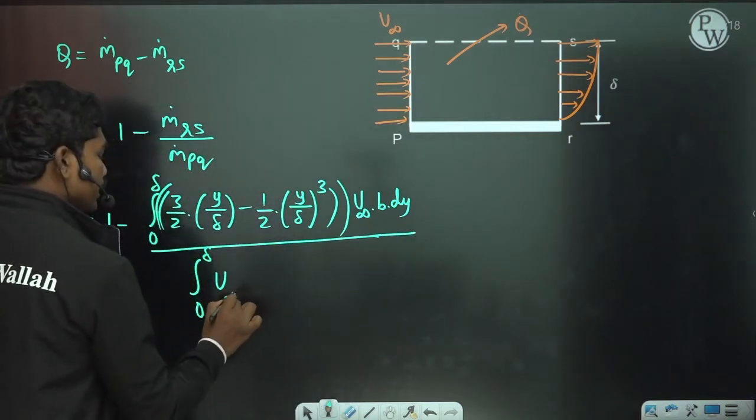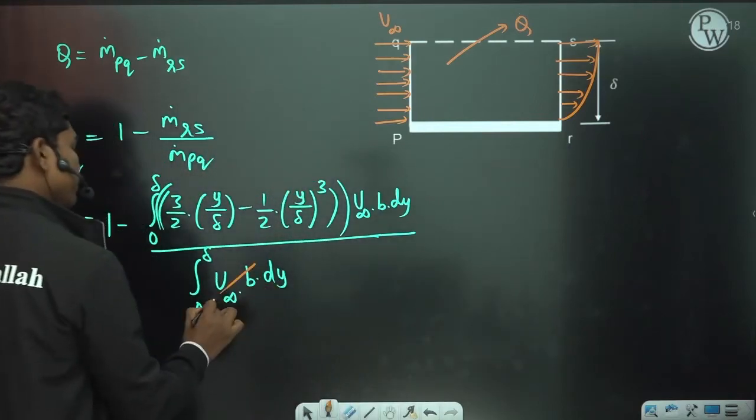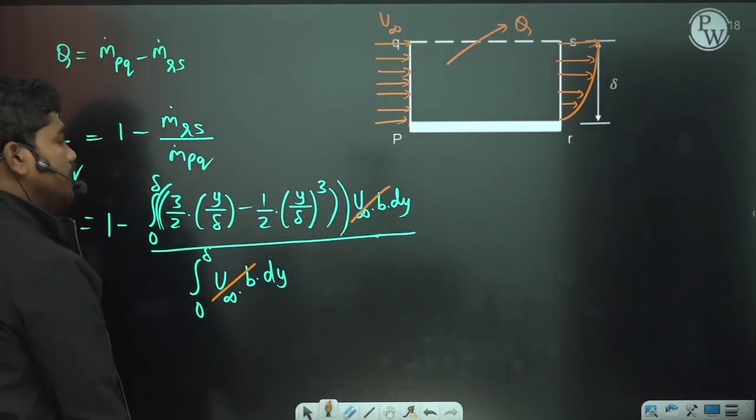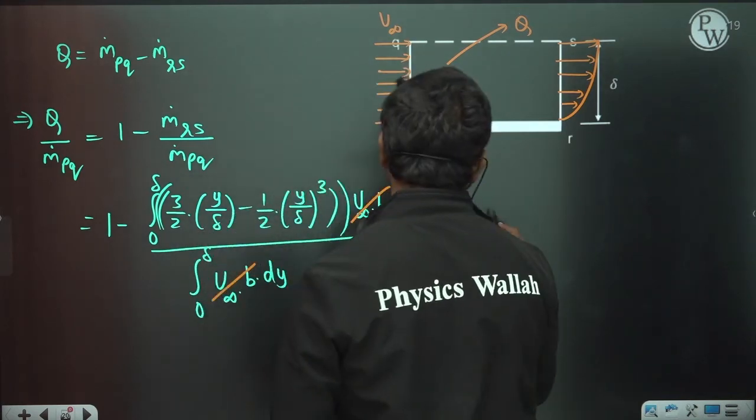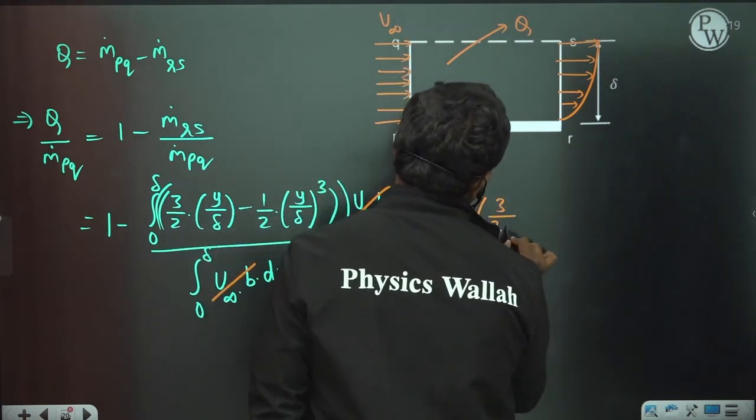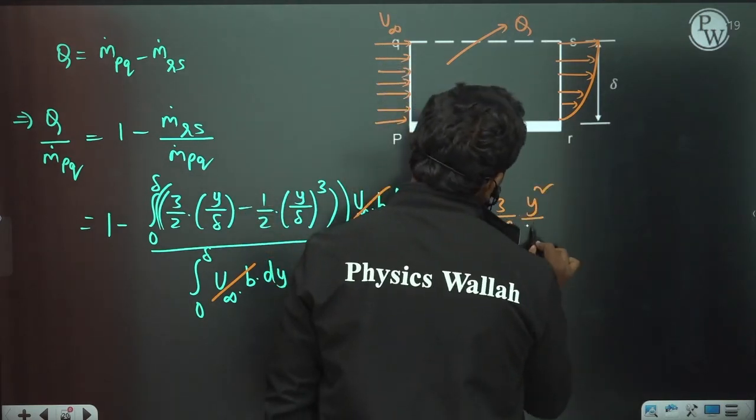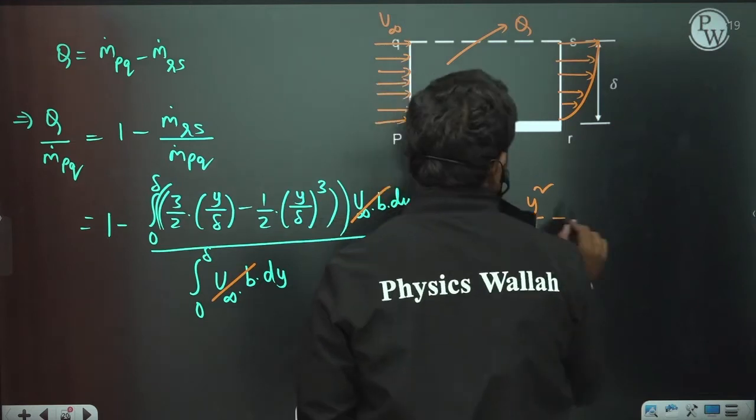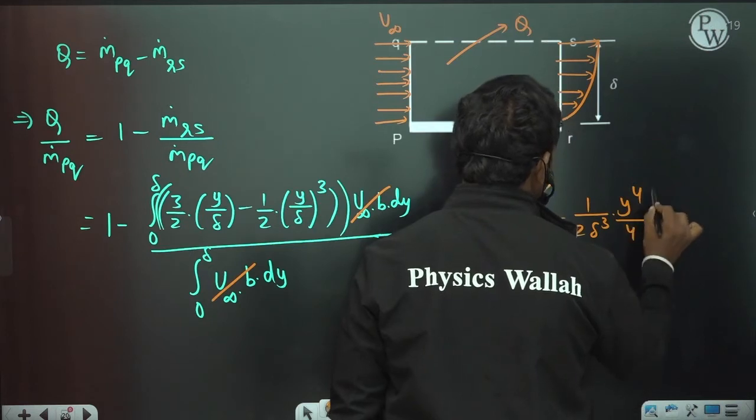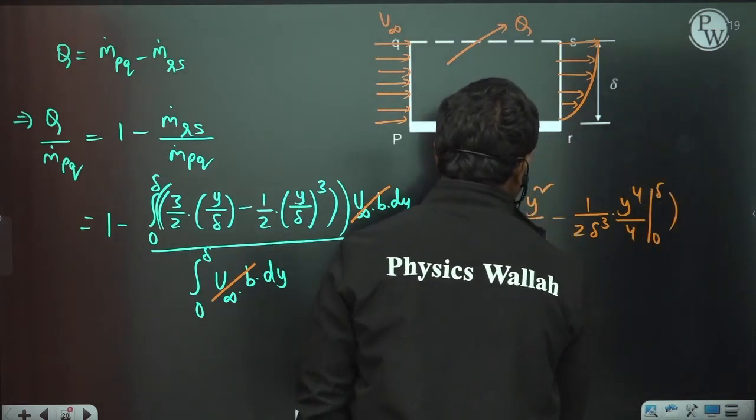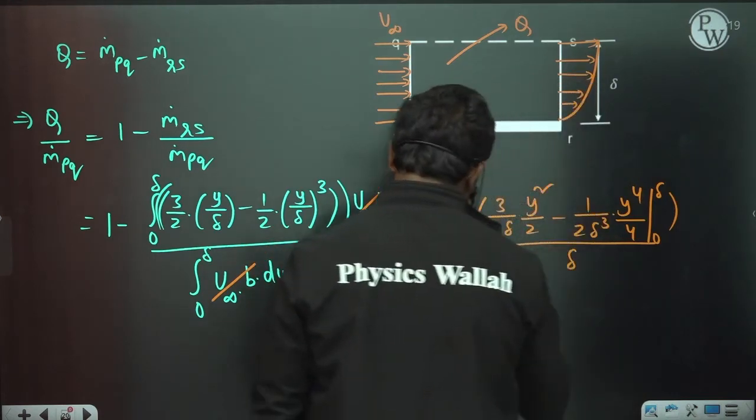Similarly here, u infinity into b into dy. So now it's very simple. u infinity and b are constants in this integration. So let us integrate. What comes out? 1 minus 3 by 2 delta times the integration of y, which is y square by 2, minus 1 by 2 delta cube times the integration of y cube, which is y power 4 by 4, within the limits 0 to delta. And the denominator value is delta, correct? Because integration 0 to delta of dy gives this value.